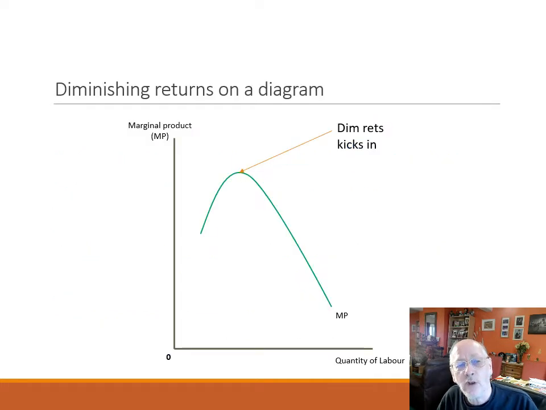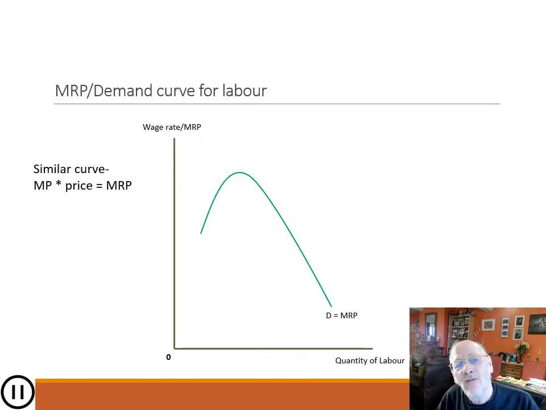So how do we show this on a diagram? Well, let's get back to our original diagram for diminishing returns. And this is the diagram for the marginal revenue productivity, or the demand curve for labour. It's exactly the same because it's simply the marginal product multiplied by the price. And that's it for that bit. So again, this could be a pause point.